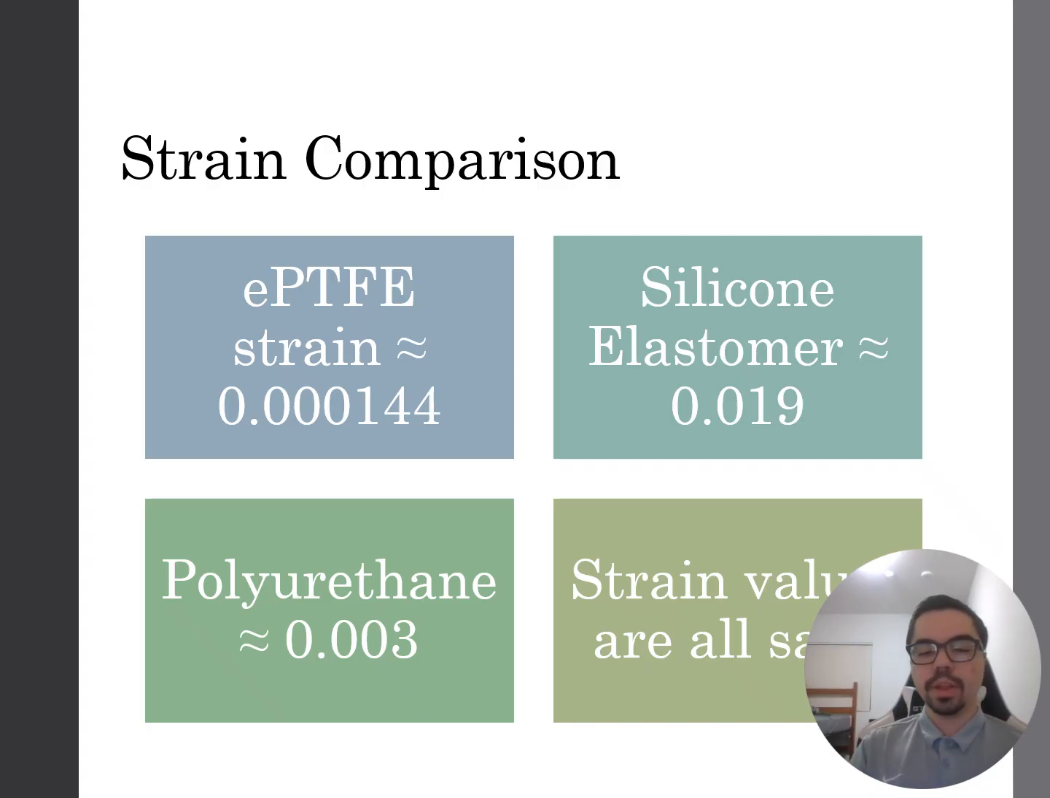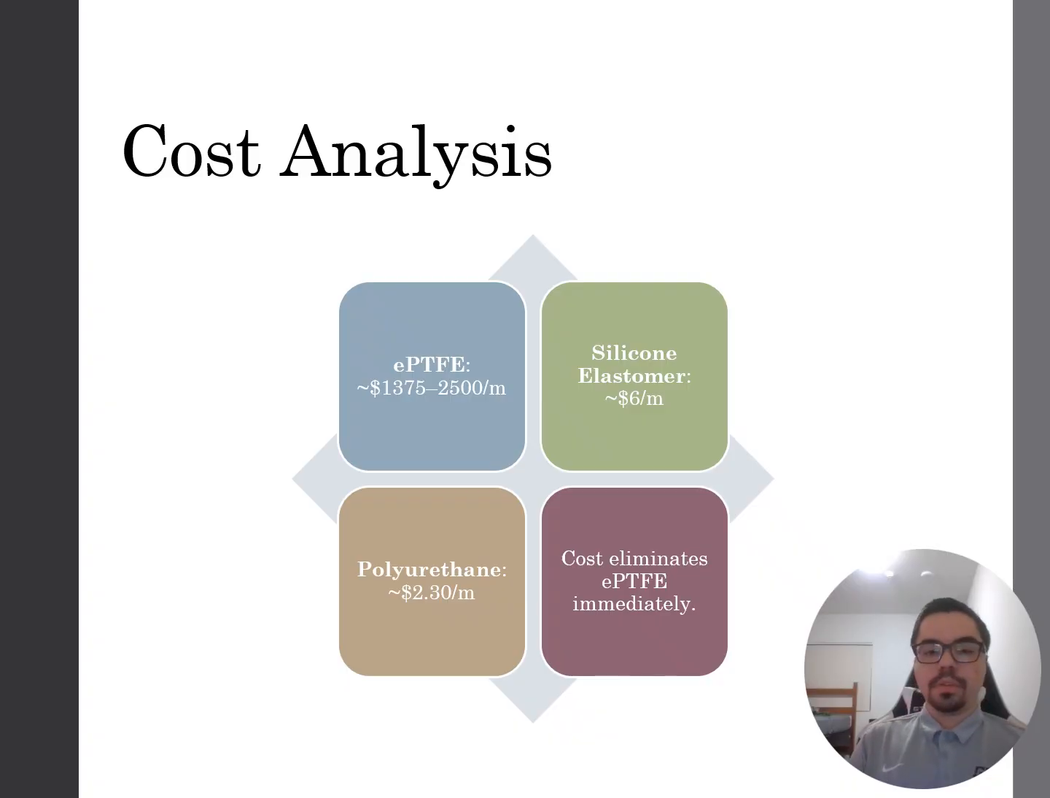And yeah, strain is a ratio of the change in deformation divided by the initial length. So these are all percentages, with EPTFE being around 0.014%, polyurethane being about 0.3%, and silicon elastomer being 1.9%. So since the material properties didn't really help us in the material selection, since every single material was well within safe limits, we move on to the cost analysis.